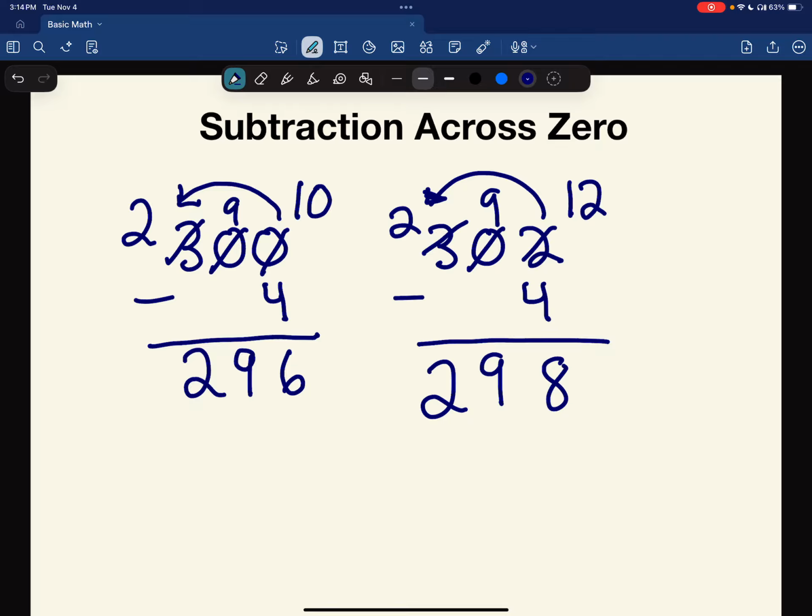Okay, so it doesn't matter if we start with a 0 or we start with a 2. Since we went across a 0 to borrow, that 0 becomes a 9.